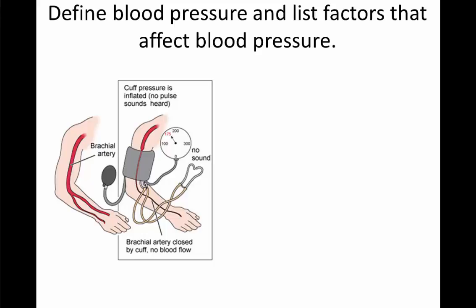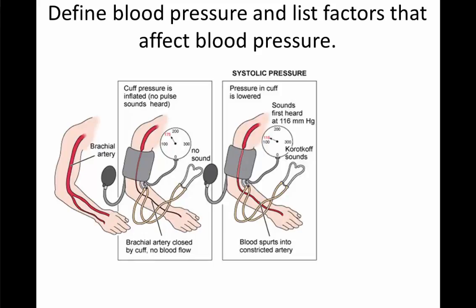After we put the cuff to measure pressure on the arm, we continue to inflate the cuff until there's enough pressure that we do not hear a pulse. The brachial artery is now closed by the cuff and no blood is flowing. As we start to release the air from the cuff, the pressure of the cuff decreases until we hear the first sounds of the blood squeezing through the constricted artery. This value that we get is our highest blood pressure value. Under normal conditions, this is somewhere around 120 millimeters of mercury.